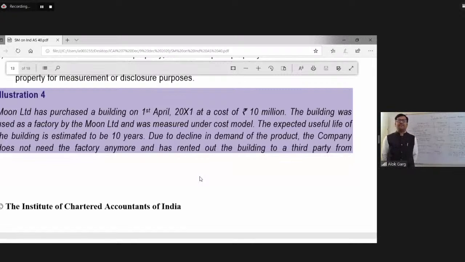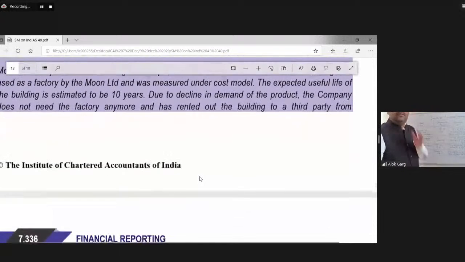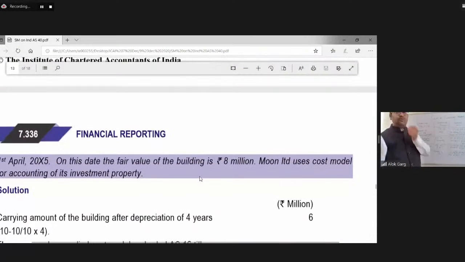So the cost of the building was 1 crore, which is 10 million, on 1st April 2001. The building was used as a factory by Moon Limited. It means it was PPE, property, plant and equipment, measured under the cost model of PPE. The life of the building is 10 years. So what is the depreciation every year? 10 million divided by 10, 1 million, 10 lakh depreciation every year. Due to decline in demand of the product, the company does not need the factory anymore and has rented out the building to a third party from 1st April 2005.